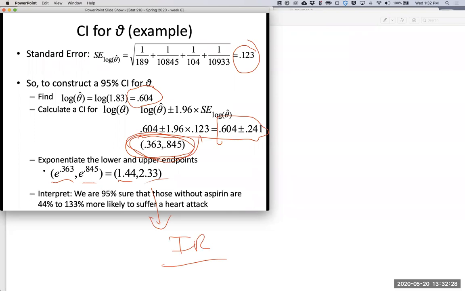Again, for the lower and the upper values, subtract 1 from them and multiply by 100%, and that gives you a confidence interval. In our case, I'm 95% sure that if you were taking the placebo instead of taking aspirin, you're 44 to 133% more likely to have a heart attack. The increase in the risk of a heart attack is 44% higher to 133% higher. Okay, so that's a bit of subtlety. So I'd say make sure you can tackle every problem in chapter 10, section 9 before you do these confidence interval problems. Make sure you can get them all right and then do the confidence interval.